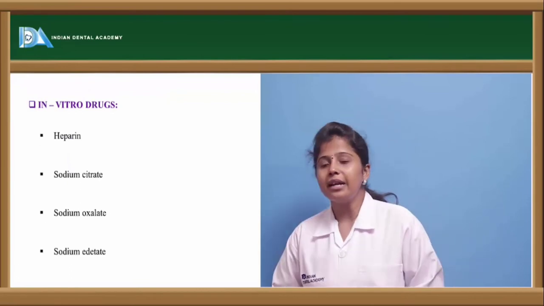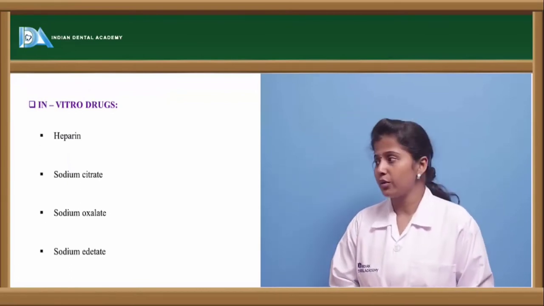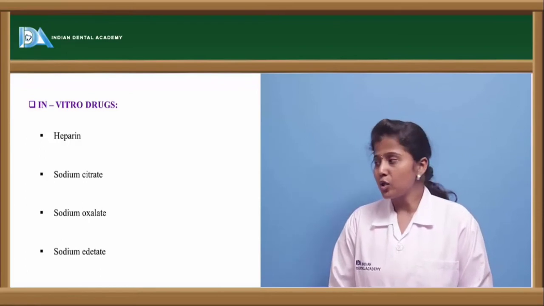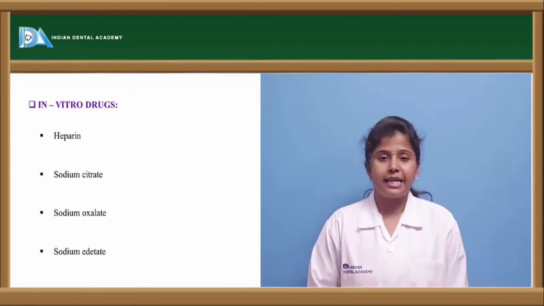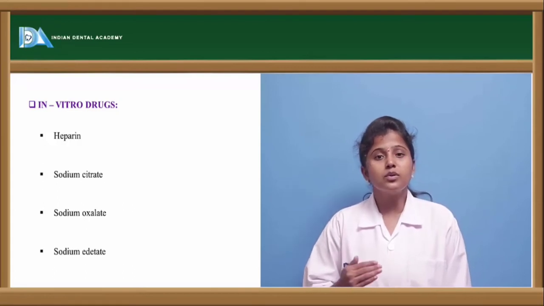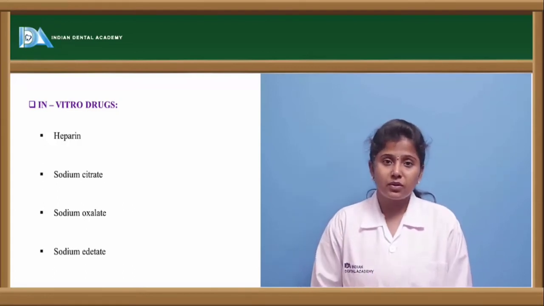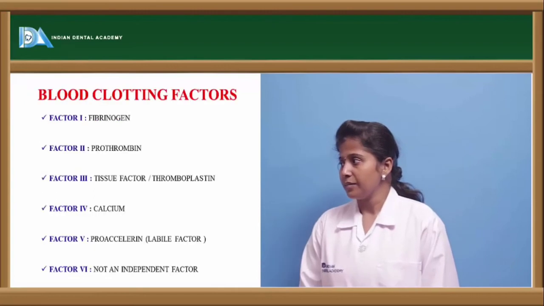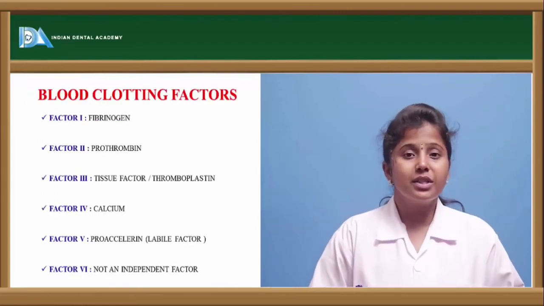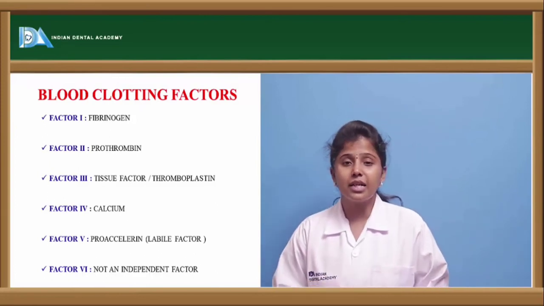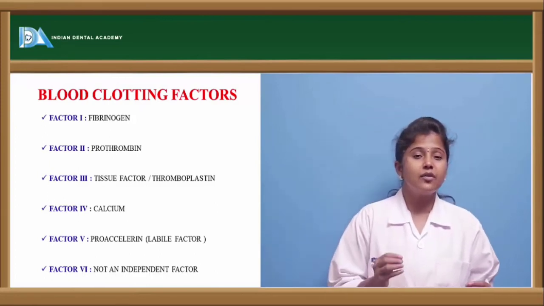Now let us see the in vitro drugs. So what are the in vitro drugs? Drugs like heparin, sodium citrate, sodium oxalate, and sodium edetate. These are compounds which are synthesized in the body because of various chemical reactions. For a blood clot to form, there are various factors. There are 13 factors which aid in the formation of a clot.